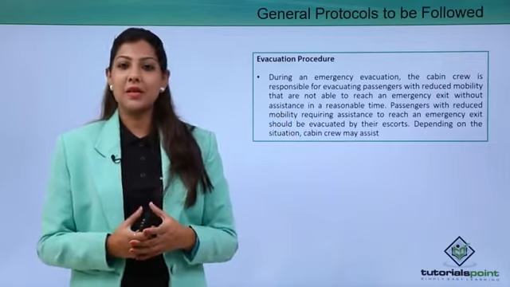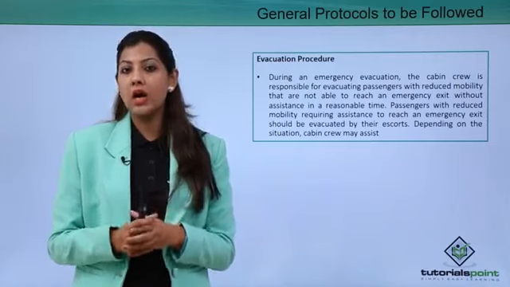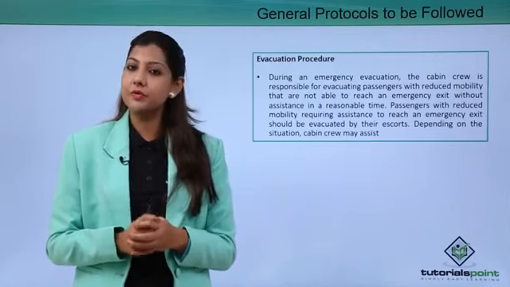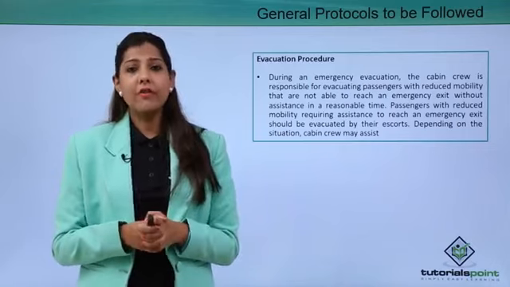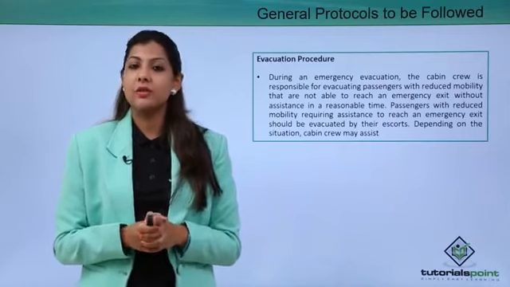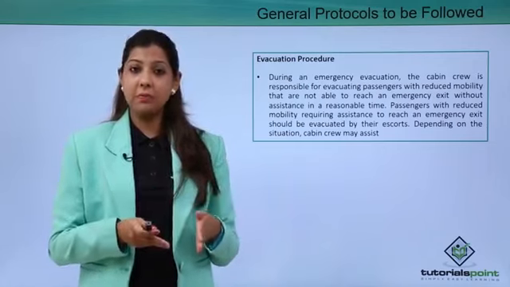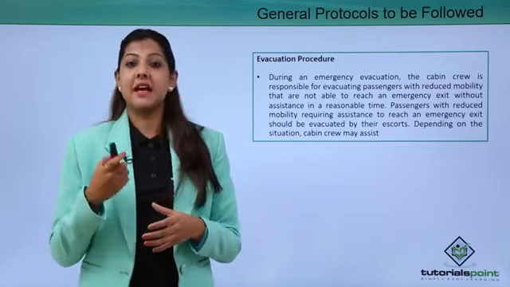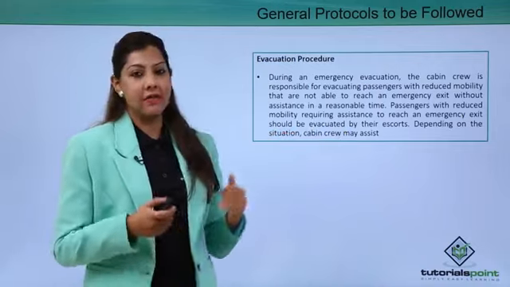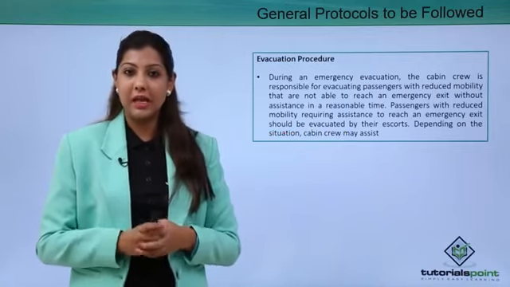Well friends, it's important to understand that these escorts who are traveling along with people with reduced mobility need to be seated along with them. However, in case of an emergency situation, these escorts are supposed to help the person with reduced mobility during the evacuation. In case they are not able to, the cabin crew is definitely going to be around to help them.